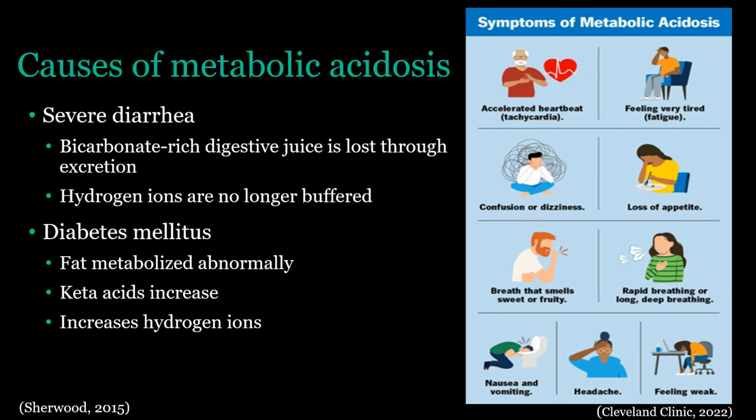The second cause of metabolic acidosis is diabetes mellitus. And this is simply because fat is metabolized abnormally because the cells cannot use glucose due to the inadequate supply of insulin. This results in an increase in our keto acids being produced, raising the plasma concentration of hydrogen ions.